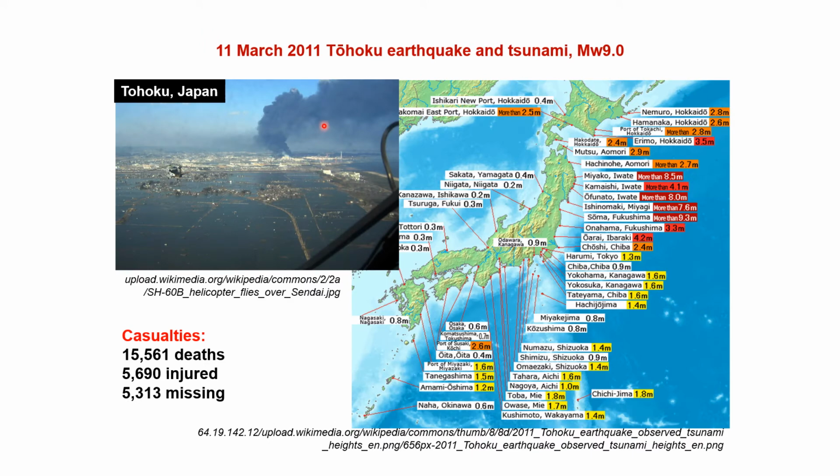Here naman is the 2011 Tohoku or Japan earthquake and tsunami. So the earthquake over here generated a tsunami, and that tsunami affected the coast of Japan, especially this coast over here, and a lot of lives and buildings were lost during that event. 15,561 deaths and a lot of injured and missing.